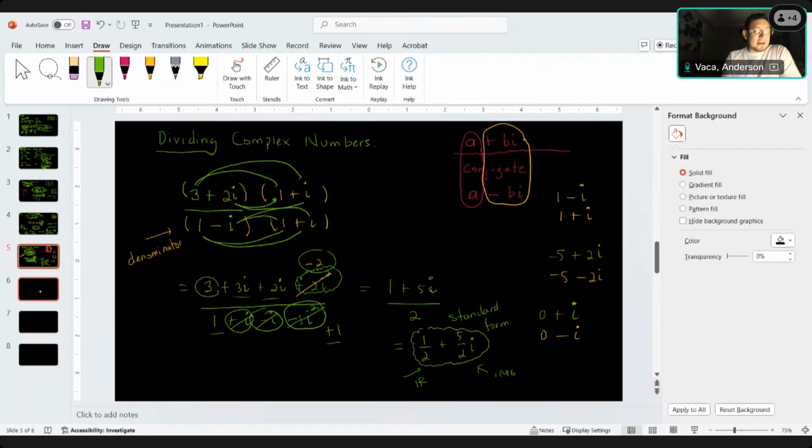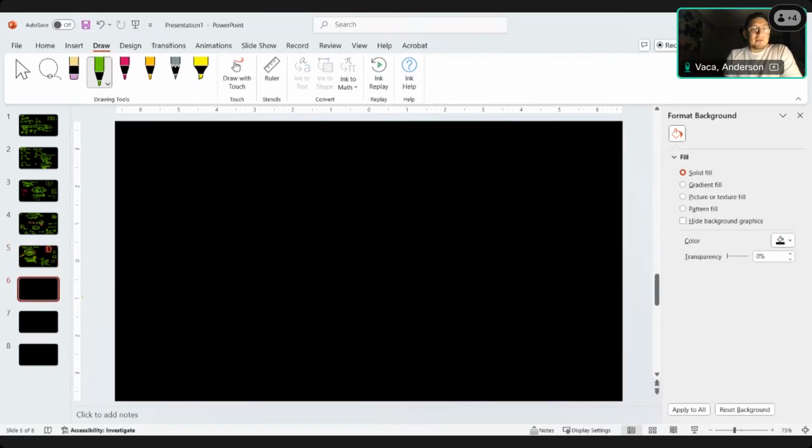So let's do one more example, and then we'll see. Let's do one that is relatively simple. Let's not make it too complicated. Let's do negative 5 plus 3i divided by negative i. We'll do that.